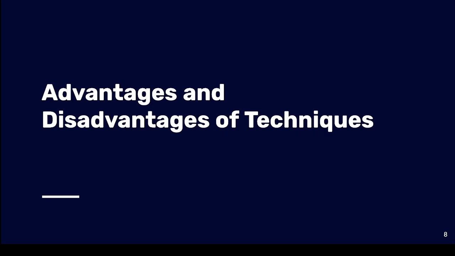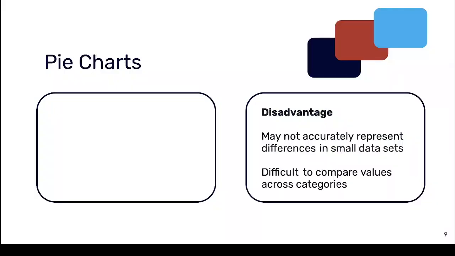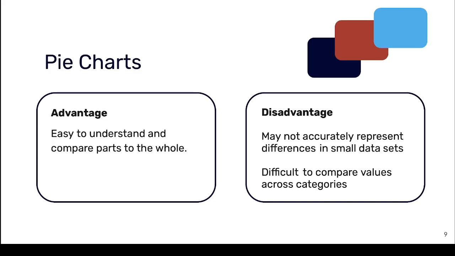What are the advantages and disadvantages of these techniques? The disadvantage for pie charts is that it may not accurately represent differences in small data sets. It can be difficult to compare values across categories. For the advantage, it's easy to understand and compare parts to the whole, and it is effective for displaying proportions or percentages.